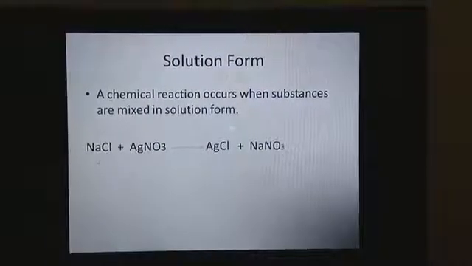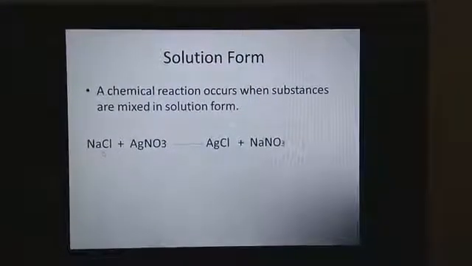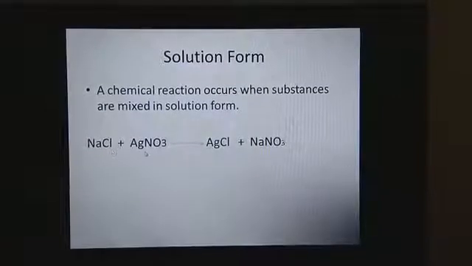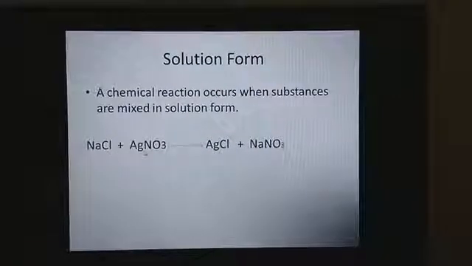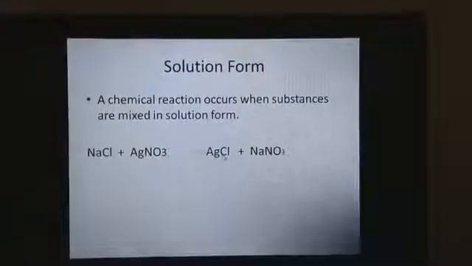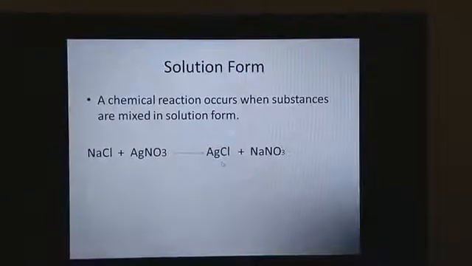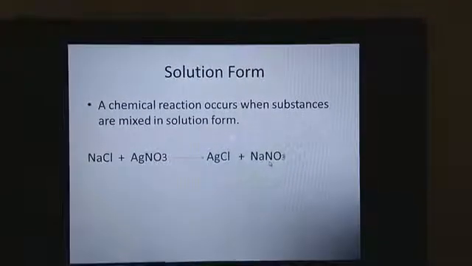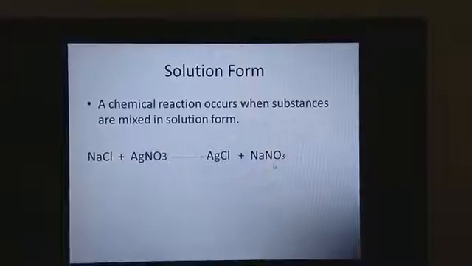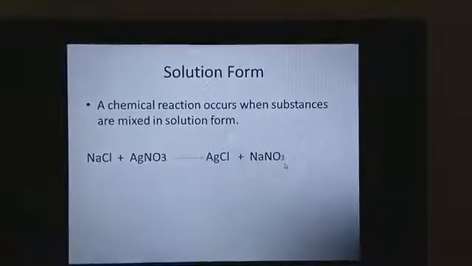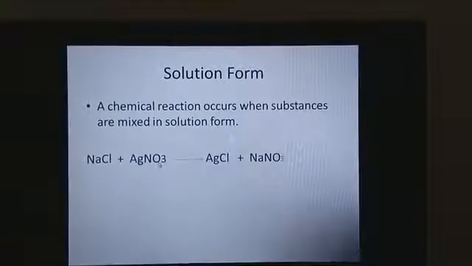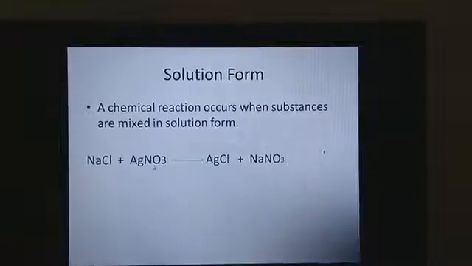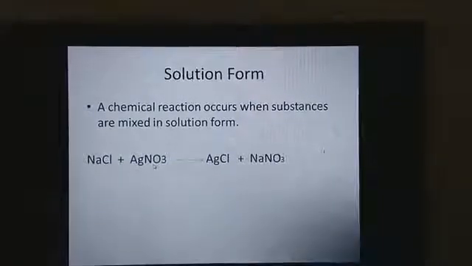And the example is when sodium chloride, that is NaCl, mixes with silver nitrate, AgNO3, it gives us AgCl, that is silver chloride, and NaNO3, that is sodium nitrate. The reaction between sodium chloride and silver nitrate only occurs in solution form, means in aqueous form.